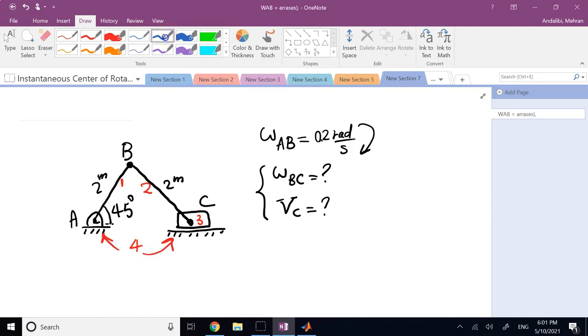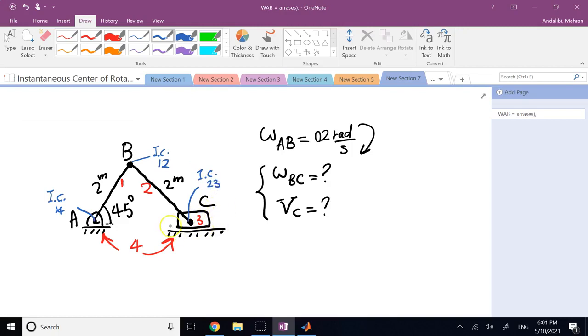And I try to locate the instantaneous center. So this is clearly member 1 with respect to 4. Okay, so this is IC of 1 and 4. Then this is IC of 1 and 2. This one is IC of 2 and 3.